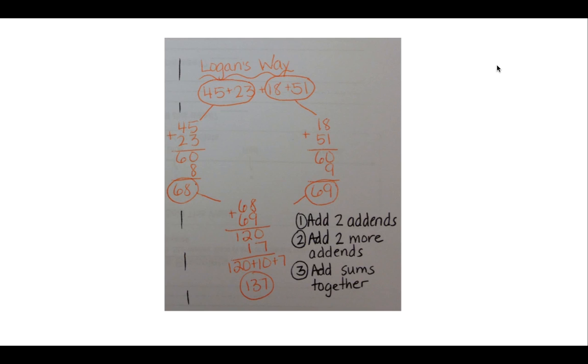He then found himself with 2 new numbers to add, 68 plus 69. And you see him adding those right in the middle, again using that partial sums method. So 60 plus 60 is 120, 8 plus 9 is 17. And below that, he finally arrives at 137 when he adds his sums together.